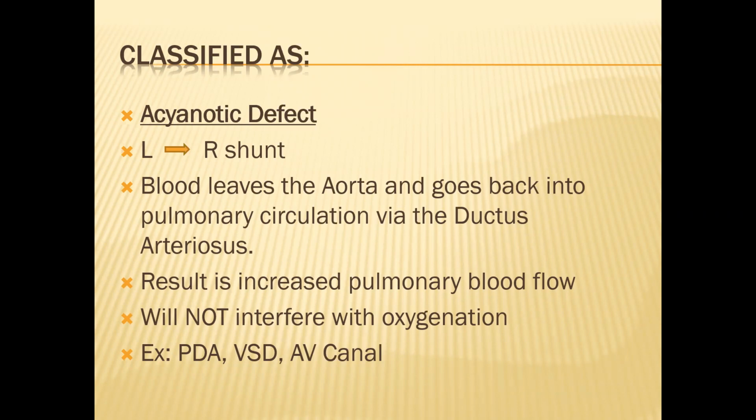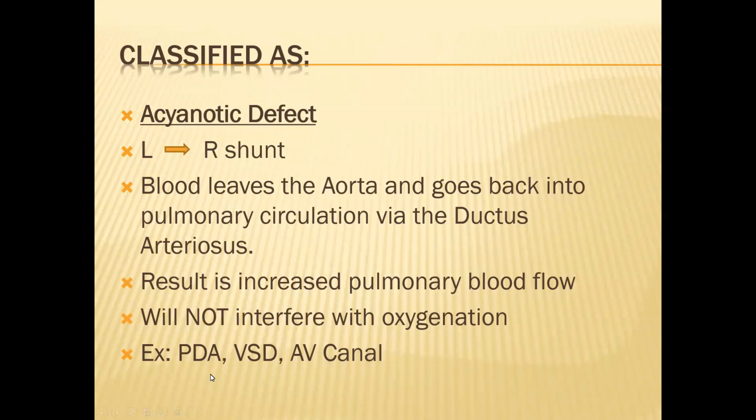So this one talks about a defect without cyanosis. And that happens with a left to right shunt, where blood from the aorta that has picked up oxygen is now being shunted back into pulmonary circulation. And that happens through the ductus arteriosus. The result is increased pulmonary blood flow. This does not interfere with oxygenation.